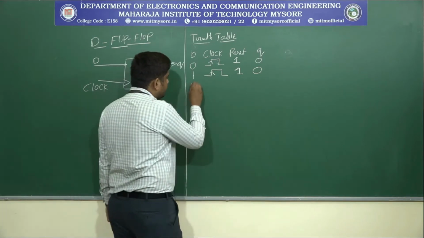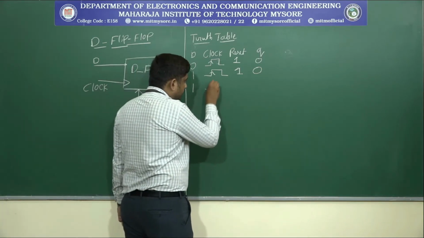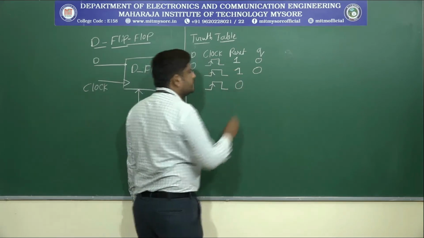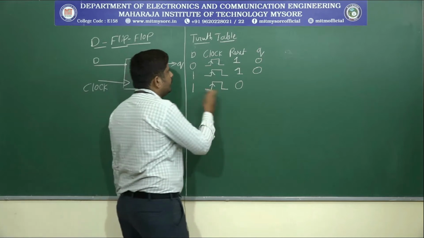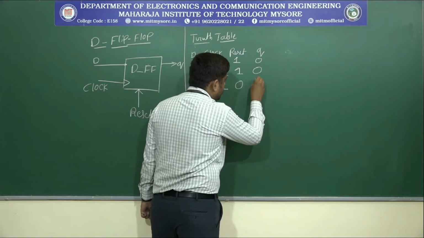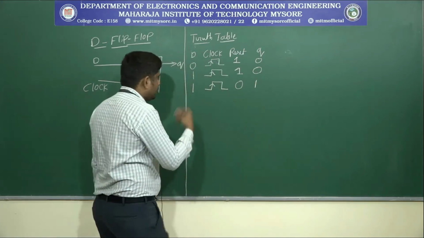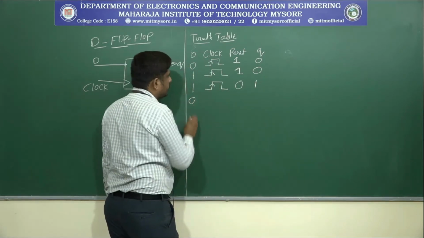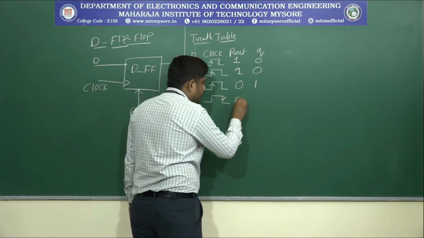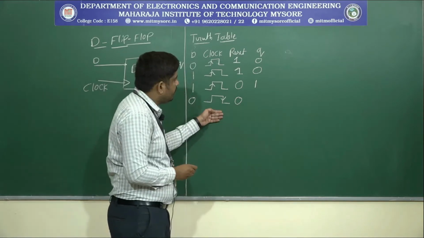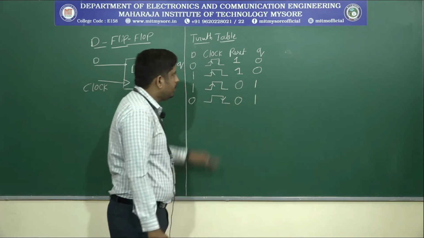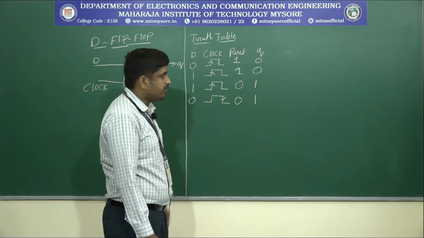Then next we consider D equal to 1 again with positive edge triggering, then reset is equal to 0. When reset is equal to 0, whatever input you applied is directly proportional to the output, so Q is equal to 1. Next take one more, D equal to 0, but suppose it is negative edge triggering. At that time there is no change here; whatever the previous output state was continues. That is the truth table for the D flip-flop.